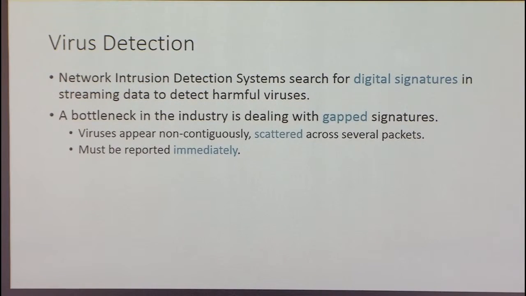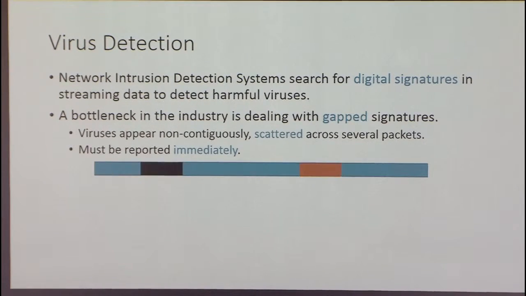Okay? And a bottleneck that reappears in the industry that's trying to deal with this problem is what I like to call gap signatures. So what does this mean? Digital signatures or viruses don't necessarily appear in a consecutive area in the stream of data. They might appear scattered throughout the stream. And the other issue is that we have to report viruses as soon as they appear, right? We don't want to say, oh, yesterday there was a virus in the stream. That might be too late, right? So we want to report them as soon as we see them.